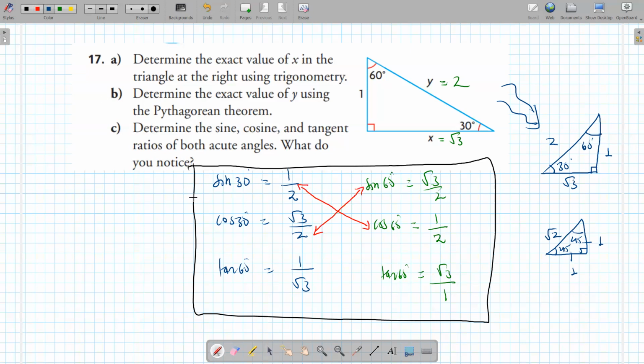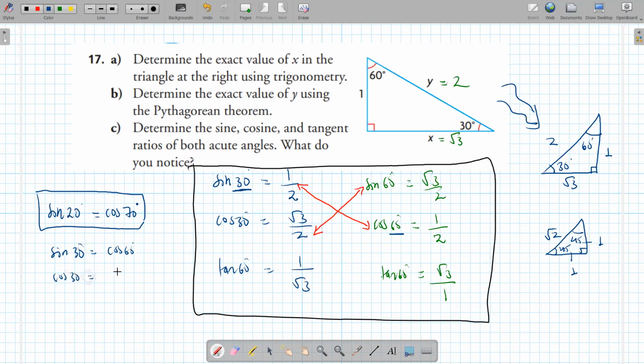These are called complementary angles. Complementary angles mean you subtract it from 90. So look at this. Let's say you have sine of 20, okay? Sine and cosine are related. Sine of 20 will be the exact same thing as cosine of the complement of 20, which is 90 minus 20, you get 70. These two ratios are going to be exactly the same. That's what we have here. 30 and 60, right? If you subtract either one from 90, you get the other. In other words, sine 30 is cosine 60, and cosine 30 is sine 60.